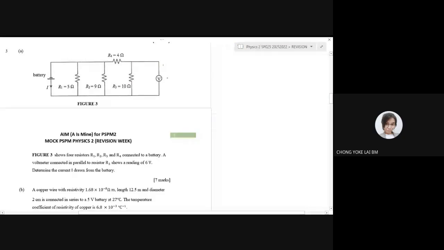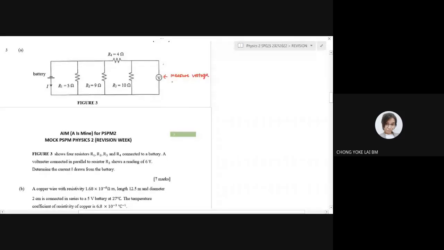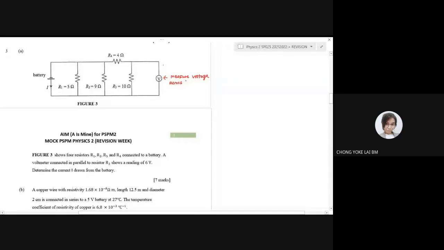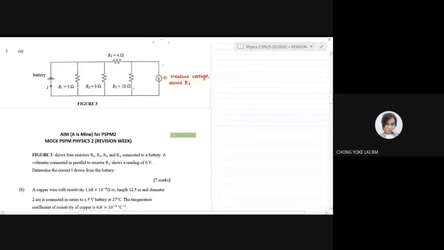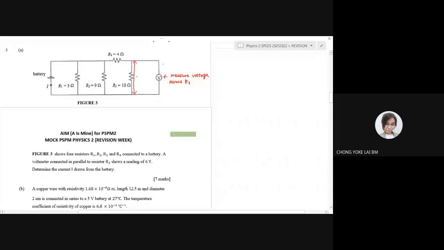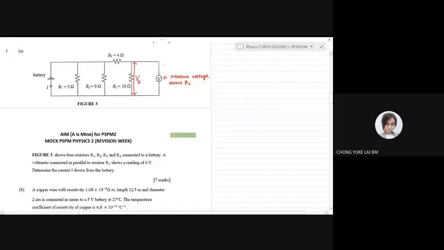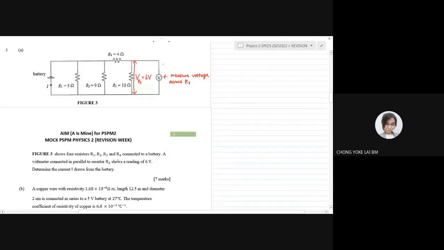So it means that this voltmeter will measure voltage across R3, okay? Sebab voltmeter tu sambung parallel to R3, so it will measure the voltage across R3. So this voltmeter showing a reading of 6 volts, so we understood the voltage across R3 will be 6 volt, okay? Daripada maklumat soalan ni.